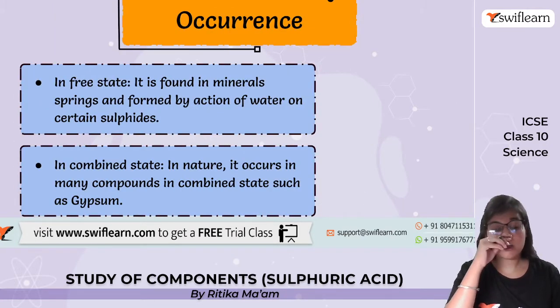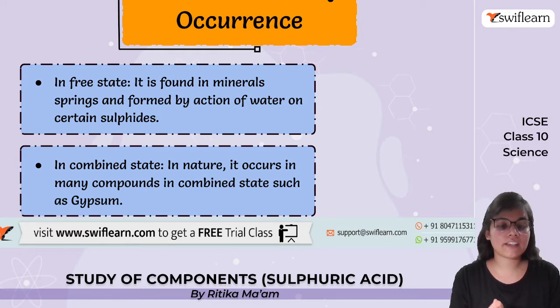Next, talking about the occurrence. In the free state, it is found in mineral springs, and it is formed by the action of water on sulfides. In the combined state, it is found in many compounds like gypsum.